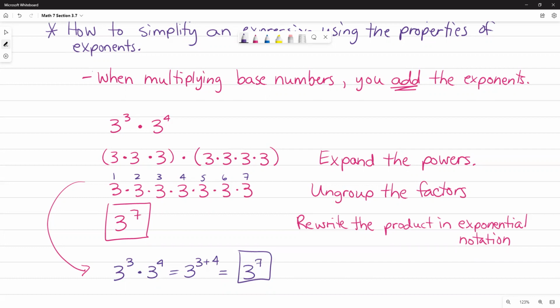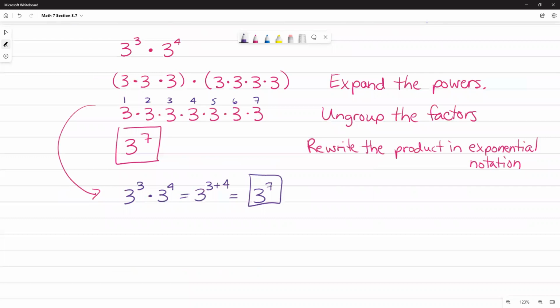But the rule is you must check the base number. It has to be the same. If it's not, this does not work. This only works because we're multiplying 3 cubed times 3 to the power of 4, and that base number is the same. All right, so we call this the product of powers property.